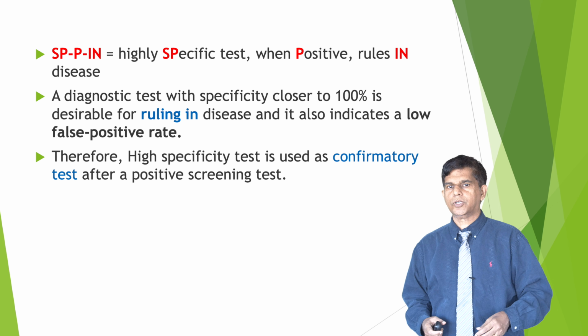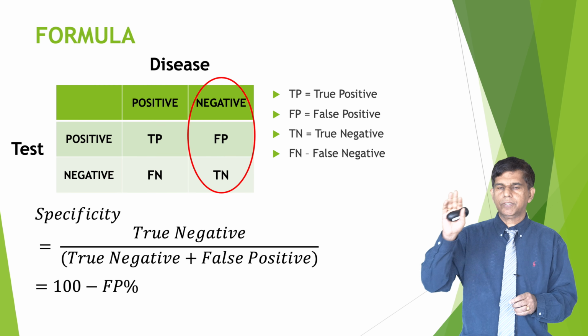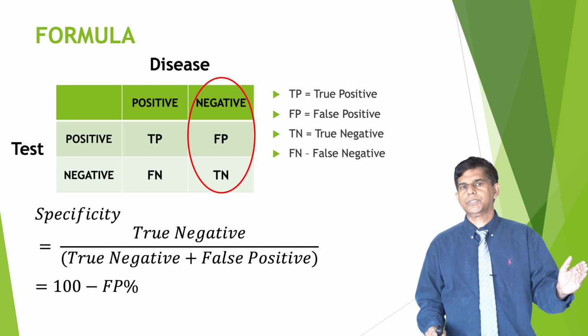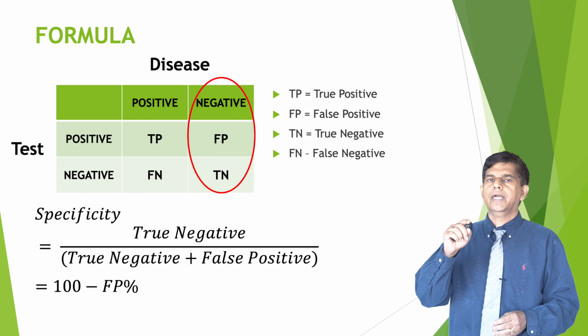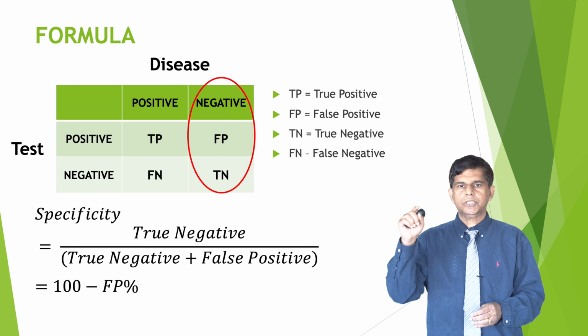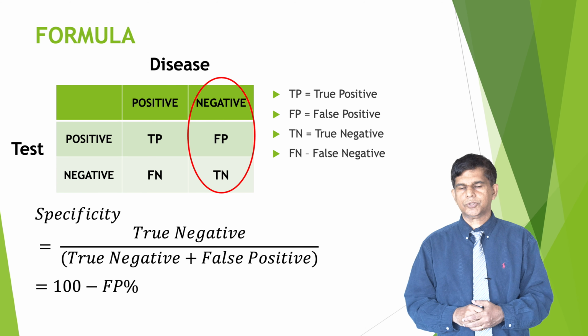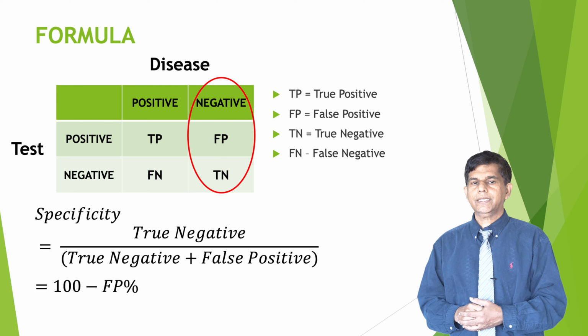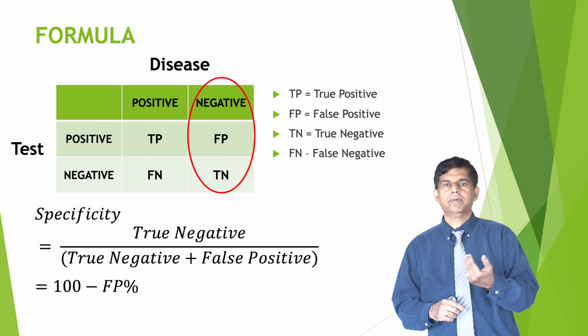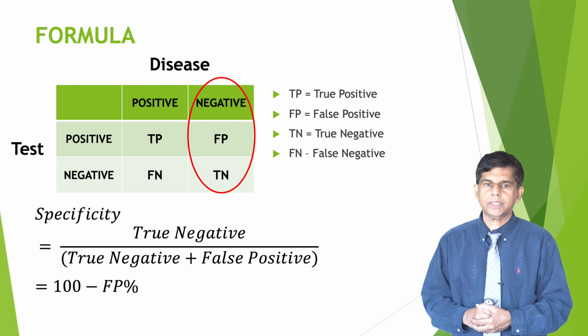So let's go into our formula. You make the table, disease with the positive, negative on the top, and on the left side positive and negative, and you label true positive, false negative, and true negative. So what is the formula for specificity? You take the true negative divided by true negative plus false positive.